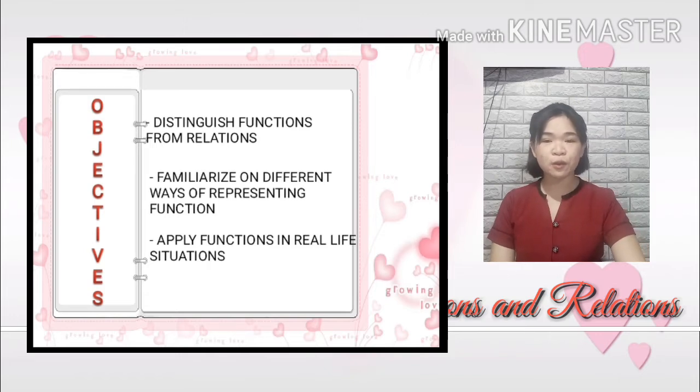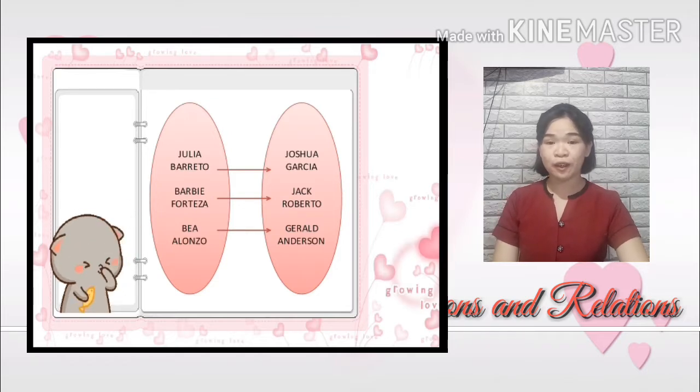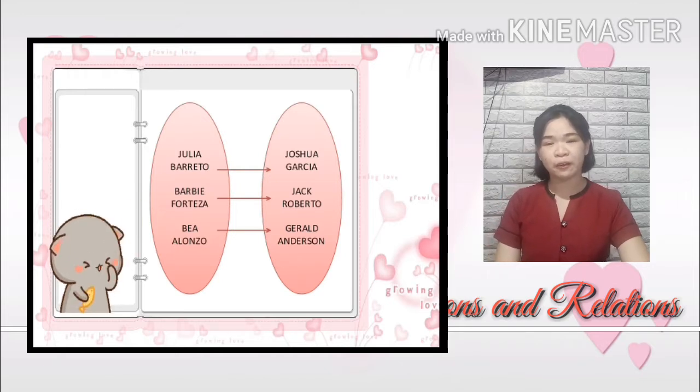So before we start, I just want to give you some of the famous relationship or couple that we know in our time. So for example, Julia Barreto and Joshua Garcia. They make a good tandem, right? The next one is Barbie Forteza and Jack Roberto. And also Bea Alonzo and Gerald Anderson. So they are just some of the couples that we know that are working properly before.